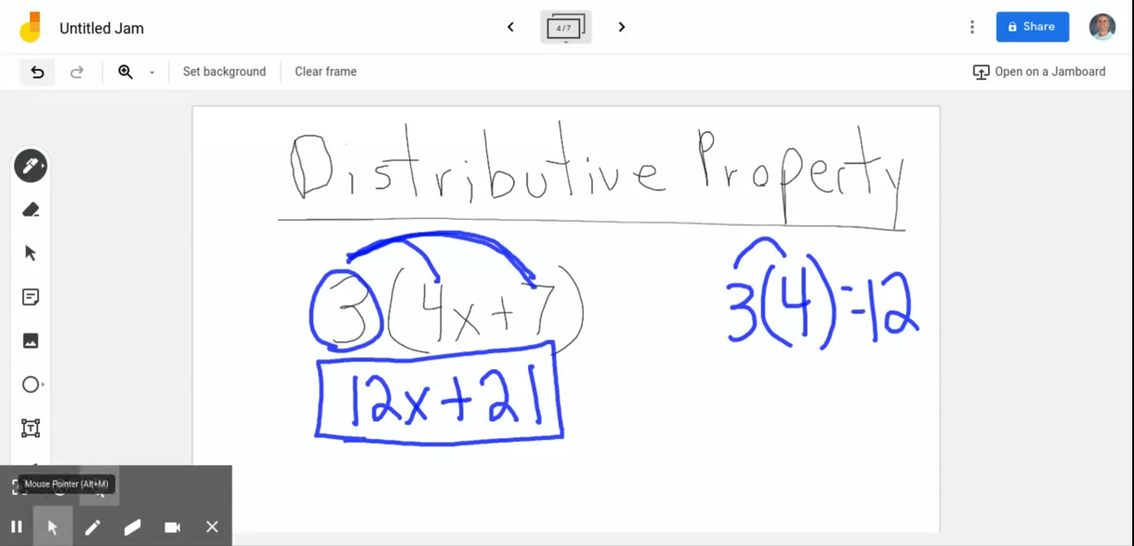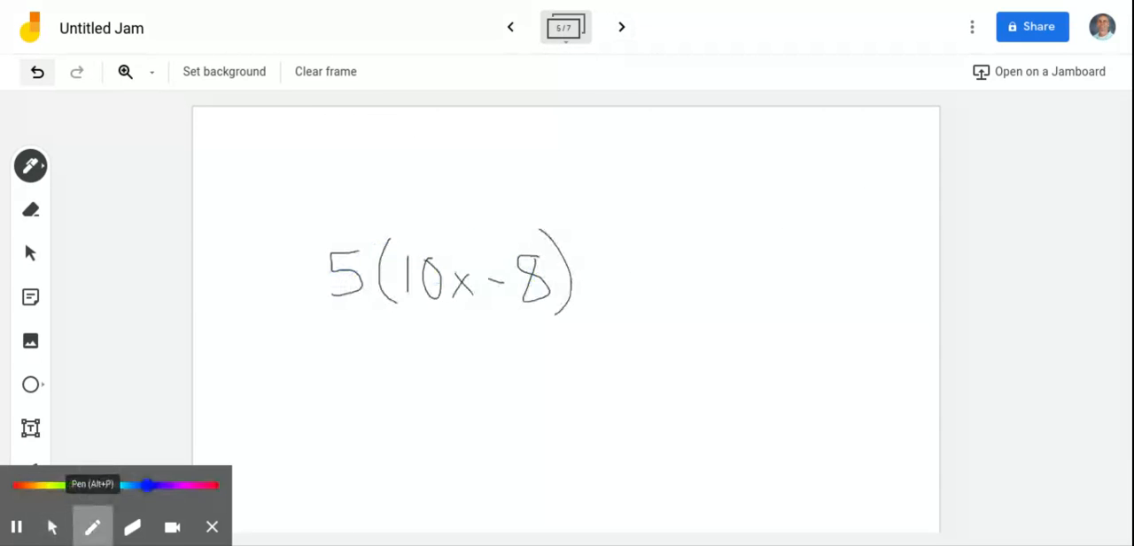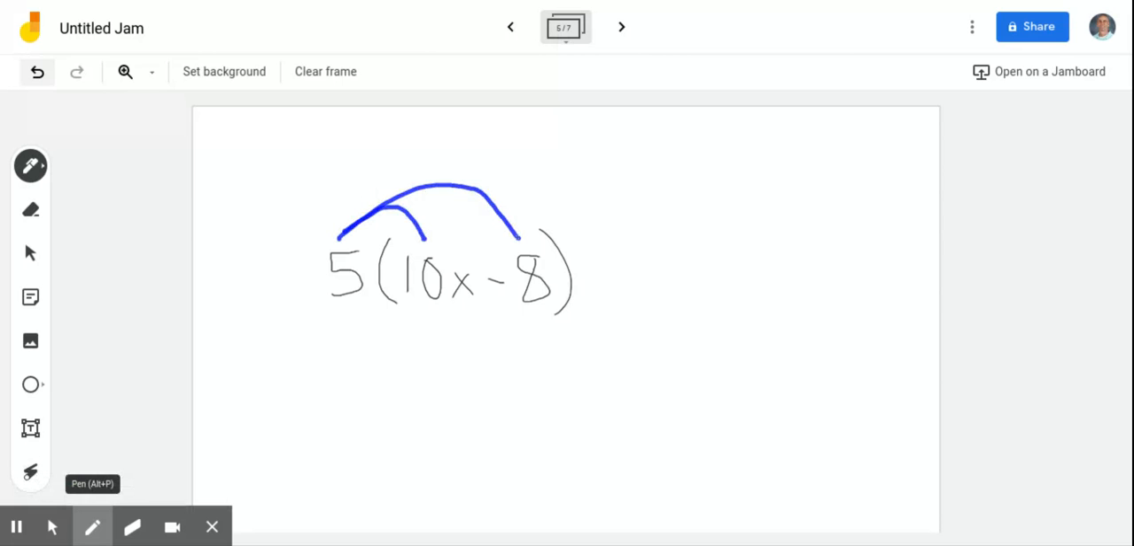Let's go to another one. Okay, 5, distribute 5 throughout the parentheses. And inside the parentheses, we got 10x minus 8.